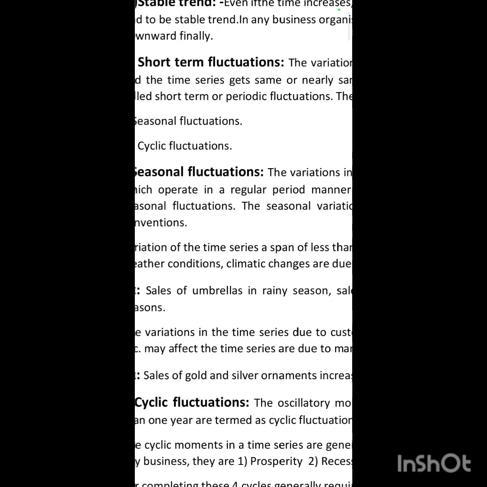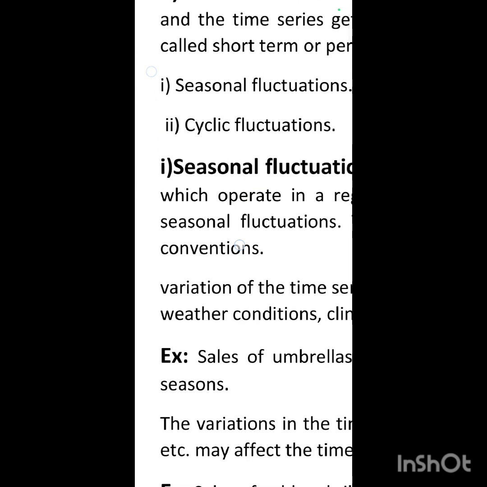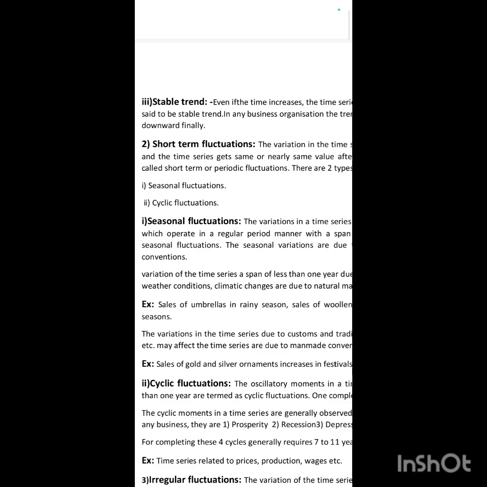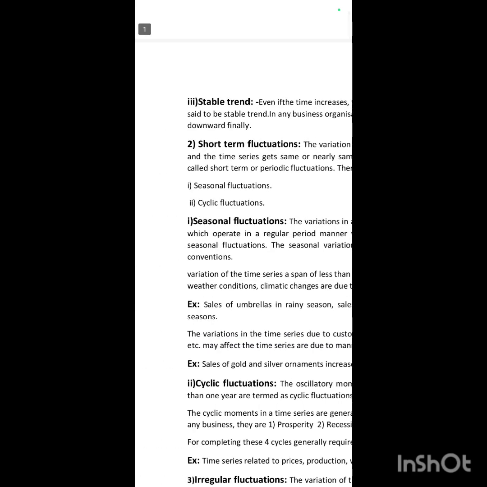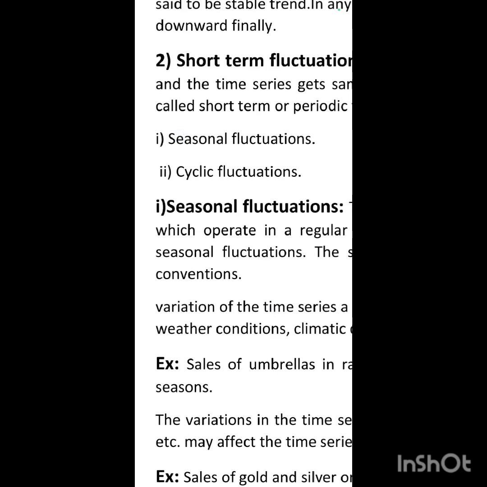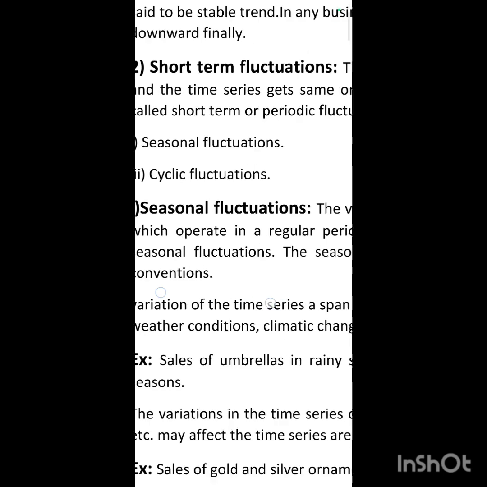Short term fluctuations are of two types: one is seasonal fluctuations and the second one is cyclic fluctuations. So what are seasonal fluctuations? Sales of umbrellas in a rainy season, sales of woolen cloths increase in the winter season. Like this, we have some seasonal effects. The number of sales may fluctuate due to these seasonal effects.